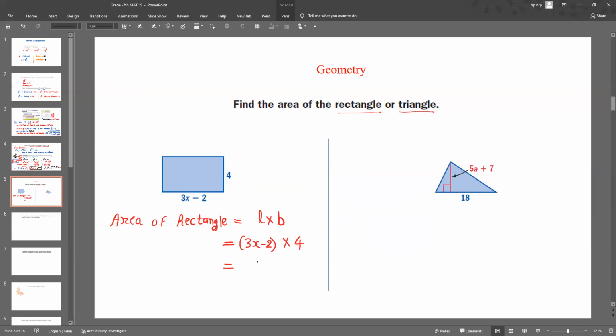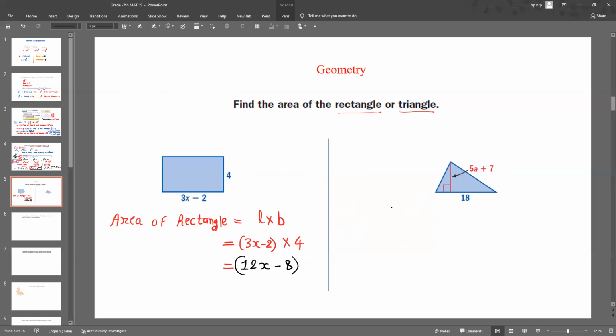So here, you know how can we multiply these types of expressions? Can you hear me? Yes, now I can hear you. It would be 12x minus 8. Yes, so 12x minus 8, that is the area, because here the value of x is not there, so our answer is in the form of x.